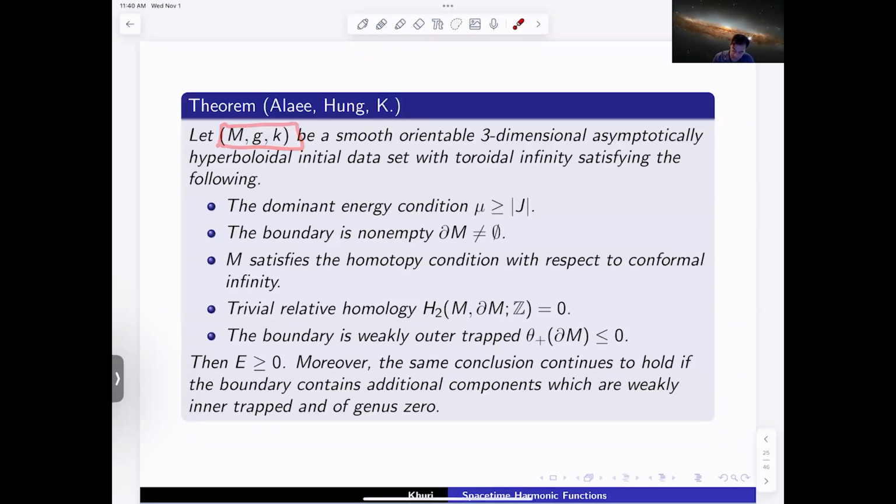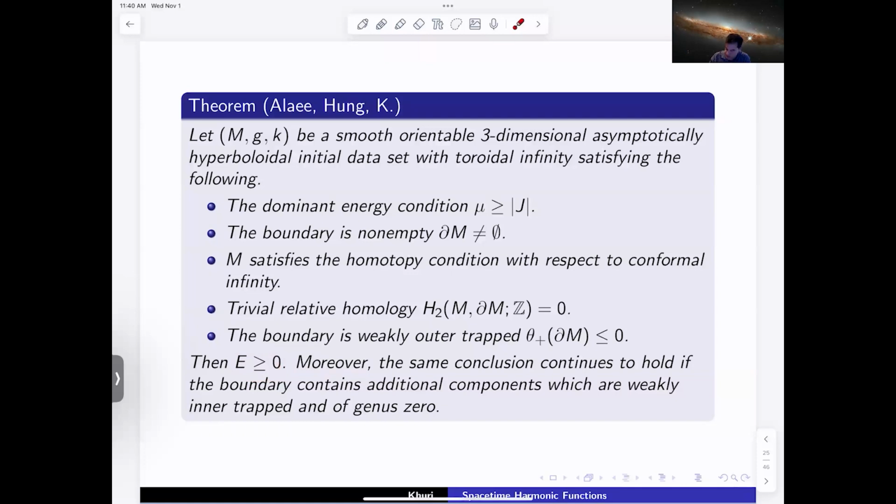All previous studies involved the case where k is either 0 or equals g. In this setting, we have, again, the dominant energy condition, but something very important is that we must have a boundary. The boundary is not empty here. And then we have the usual homology condition, and we need the boundary to be a trapped surface or an apparent horizon.